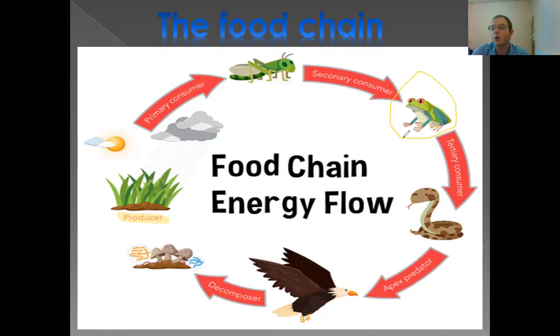Now the frog will also then be food for something else. So the frog as the secondary consumer will then be food for the third or tertiary consumer to eat the frog. Delicious. And that can be a snake. A snake will eat frogs. The snake will eat rats, will eat a lot of different things, but he will eat the frog.